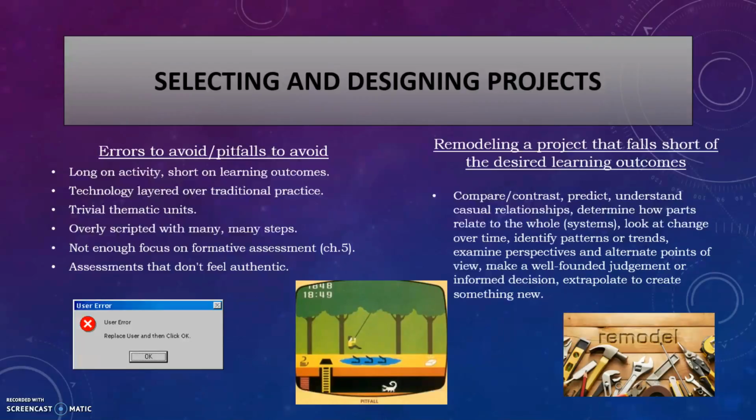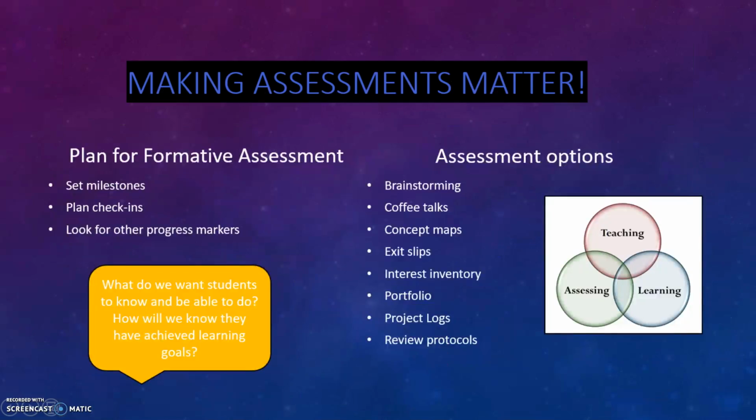You want them to understand causal relationships, determine how parts relate to the whole, or simply understand systems and how they work. Look at change over time, identify patterns or trends, examine perspectives and alternate points of view, make a well-founded judgment or informed decision, or extrapolate to create something new. Create a whole new project and take some of the more valuable parts from your original idea to make that project good and effective in achieving those learning outcomes.